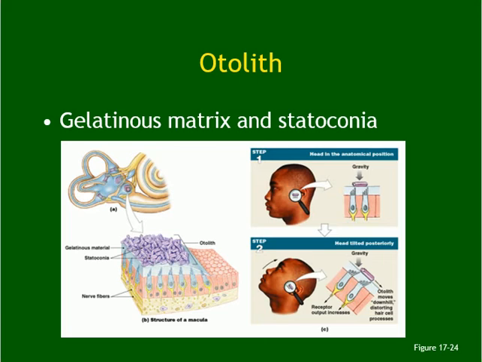Okay, like this. This is a plate, and this is gelatinous material, and the statoconia on top, which is a solid material. When you move this way, it's going to move. You move this way, it's going to move backward, and so on. So this movement is going to bend the cilia of the hair cells in a way that tells you if you're bending like this or like this. Okay? Linear acceleration, same thing.